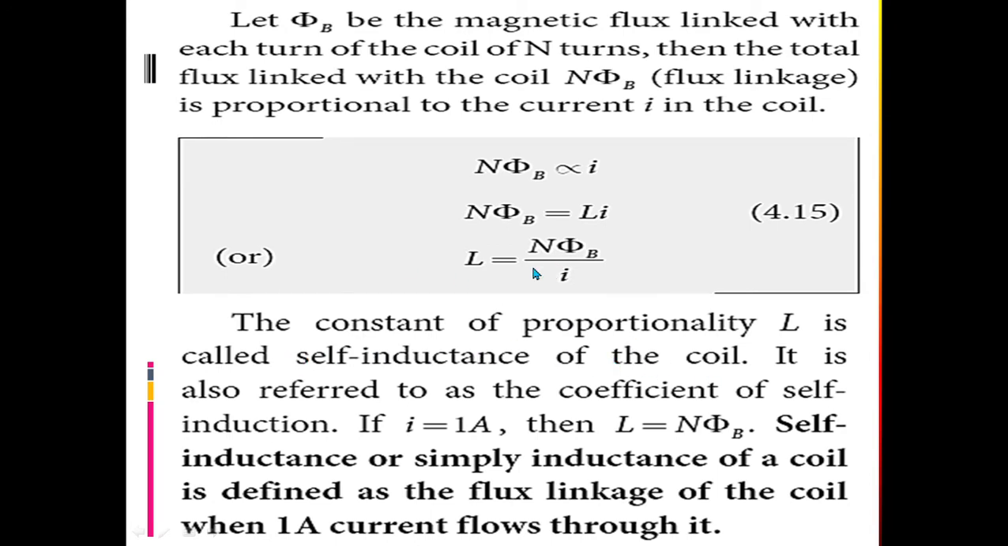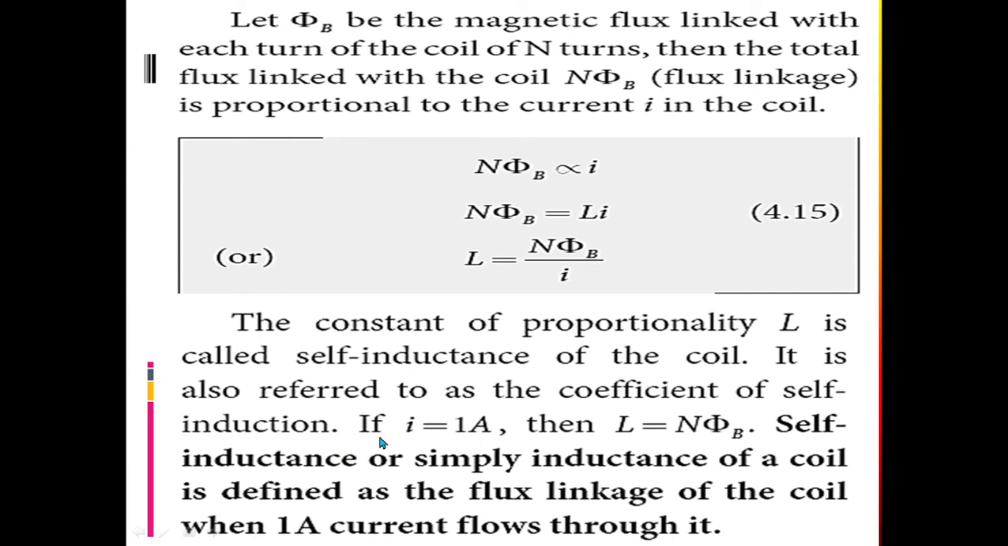This formula is very important for your objective questions as well as 2-mark problem questions. Please note it down, children. L is equal to N phi B divided by I. The constant of proportionality L is called self-inductance of the coil. It is also referred to as the coefficient of self-inductance.